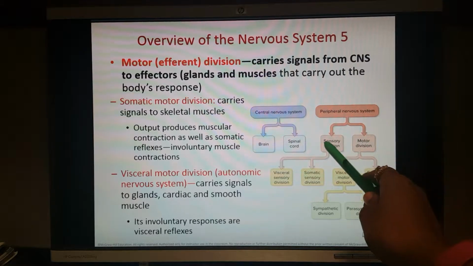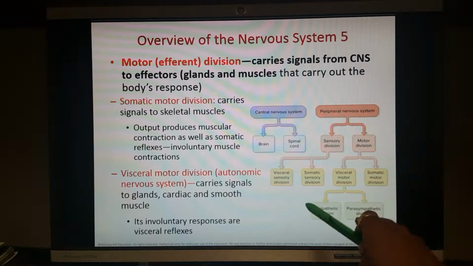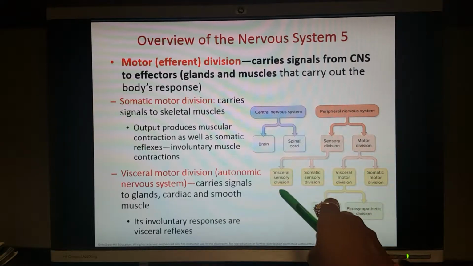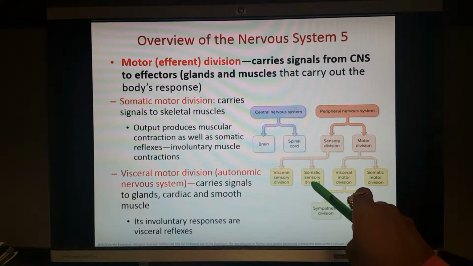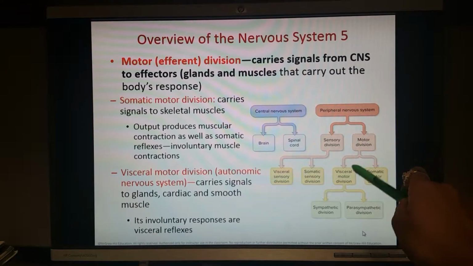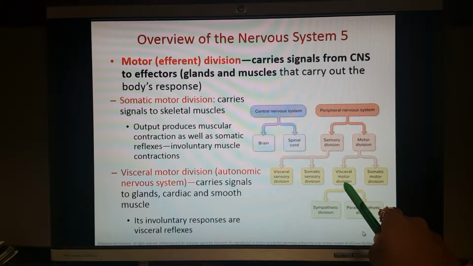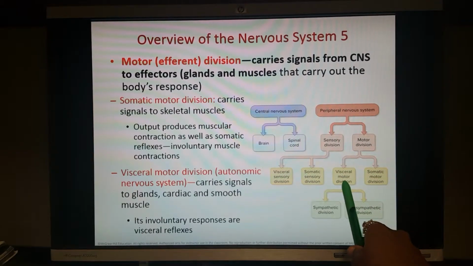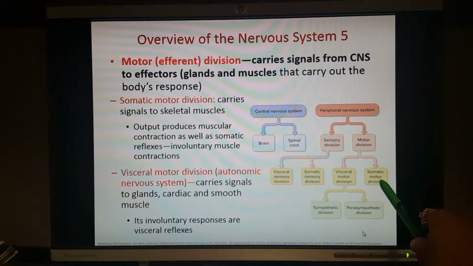So we have sensory information going to the brain, so to the brain from our organs, to the brain from our muscles and skin. Motor division away from the brain, so away from the brain to the internal muscles, as well as your glands, as well as to your muscles, part of your skeletal muscles, telling them to contract.